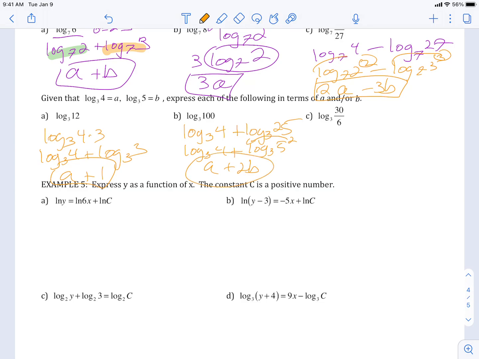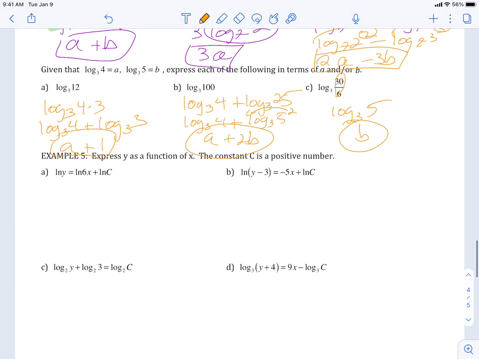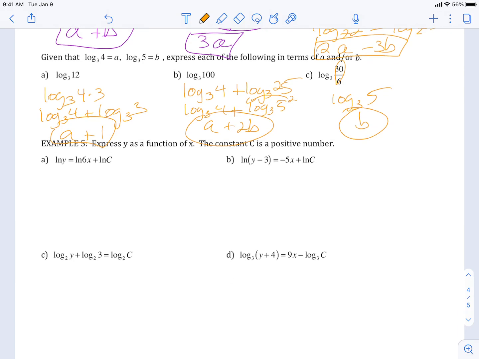And lastly, I know sometimes we want to separate it, but 30 divided by 6 is just 5. So this is log base 3 of 5, which is just b. And over here, we're just going to show one of these. Express y as a function of x. The constant c is a positive number.